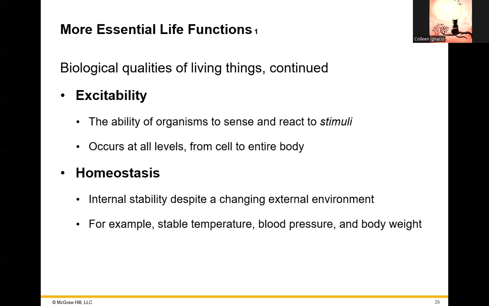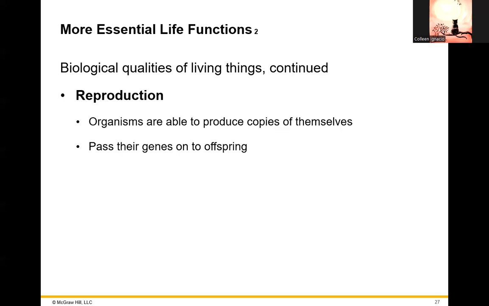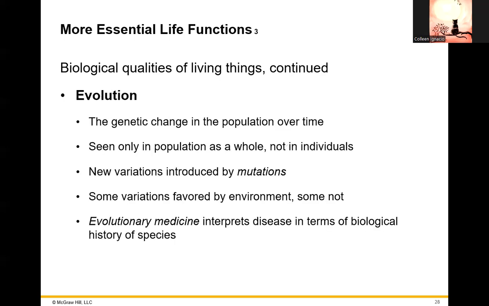Okay, so examples again for homeostasis will be stable temperature, stable blood pressure, and even stable body weight. Another quality or characteristic of living things is the ability to reproduce. Reproduction is important because it allows the species itself to continue living on, and it allows that offspring to have their genetic code living on in their offspring. Okay, so offspring are able to produce copies of themselves.